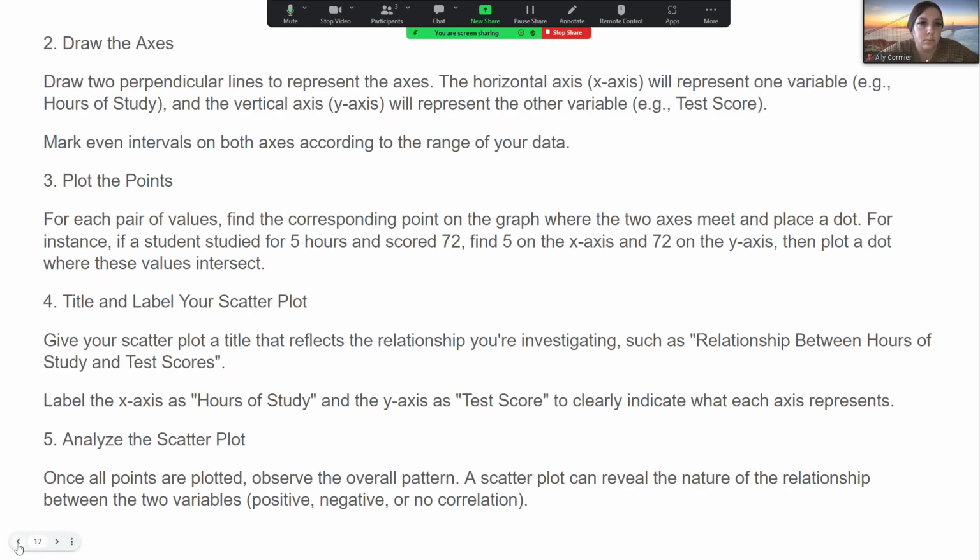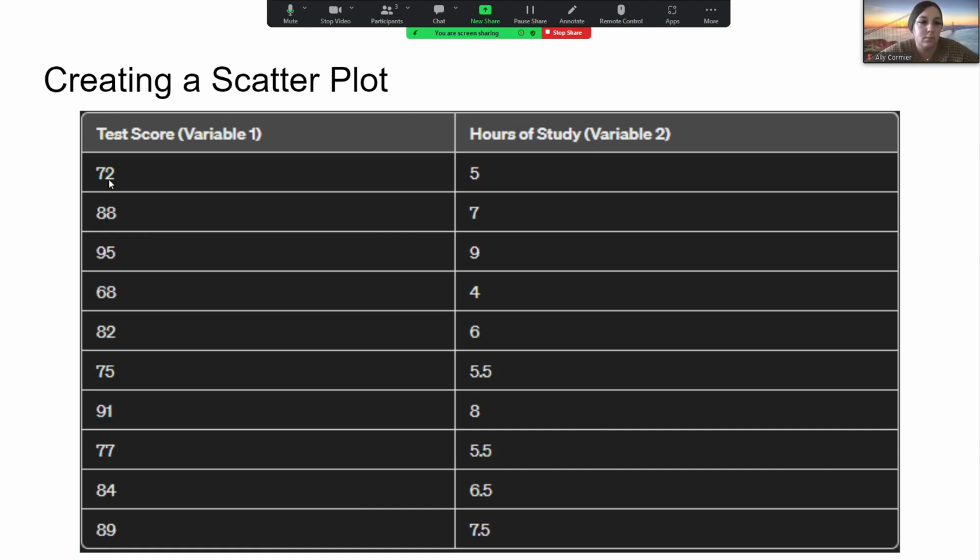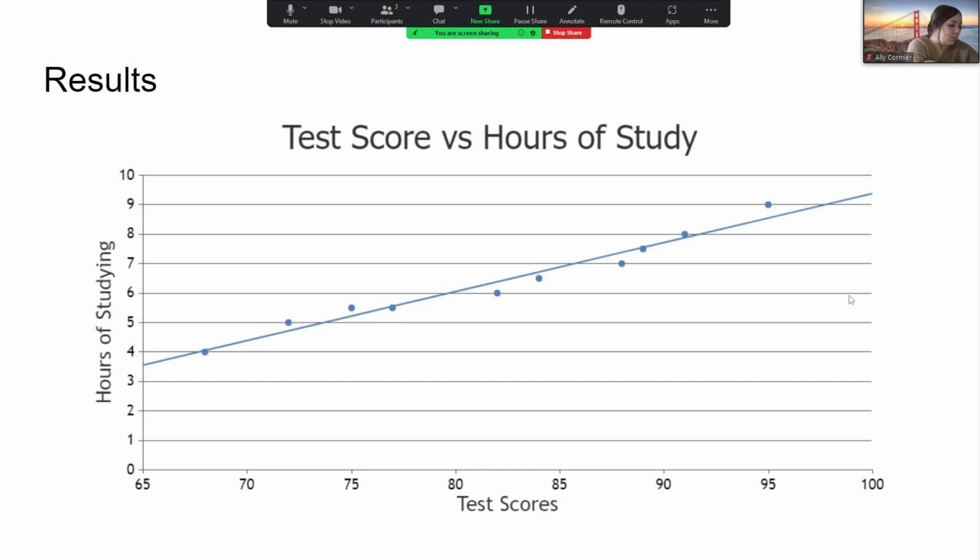So you're going to put a point, you're going to go out to 72 along the X axis and then go up 5 on the Y axis. You're just pairing these up together. And I'm running out of time, and it looks a little something like this.